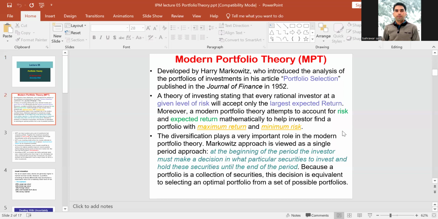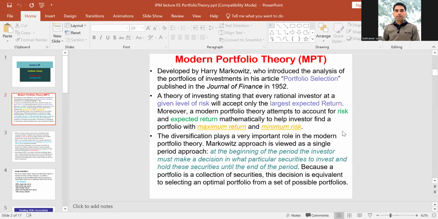So let's start a formal discussion on modern portfolio theory. The modern portfolio theory was developed by Harry Markowitz in 1952 and has one of his famous paper, Portfolio Selection. The core idea about the MPT is that every rational investor wants to earn maximum possible returns for a given or certain level of risk. So risk and return are linked, and we need a mathematical way to balance them.